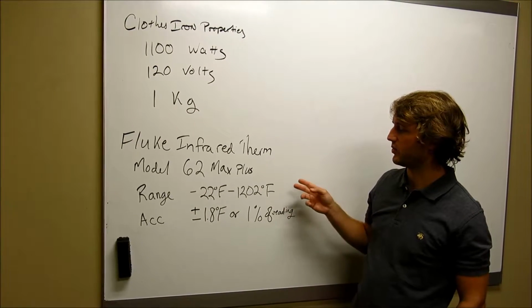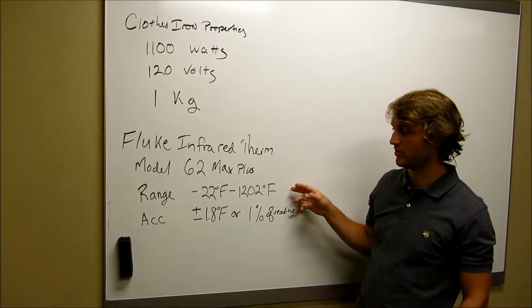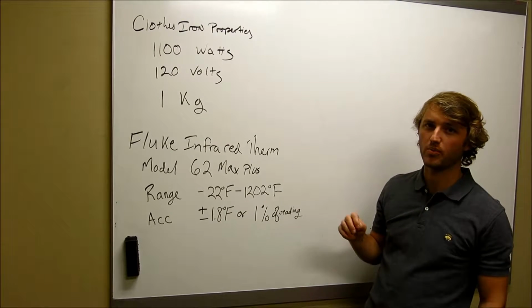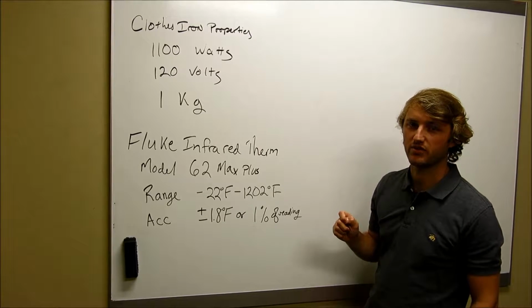It has a range of negative 22 degrees Fahrenheit to 1,202 degrees Fahrenheit, and it has an accuracy of plus or minus 1.8 degrees Fahrenheit, or 1% of the reading, whichever is greater.